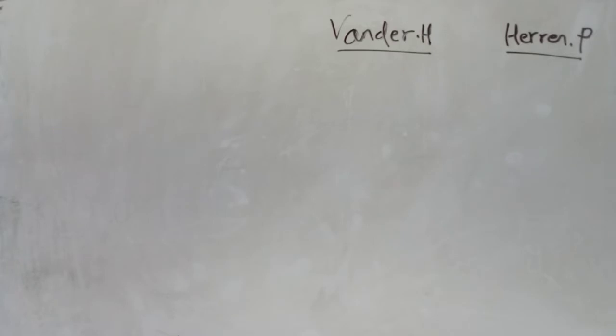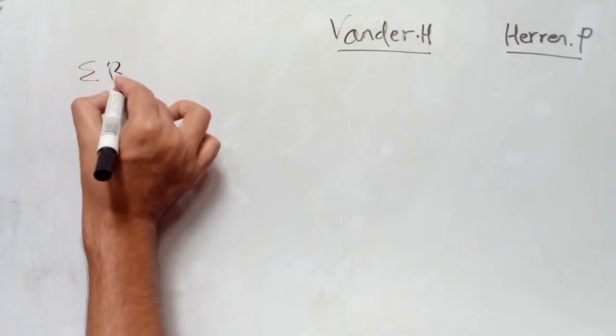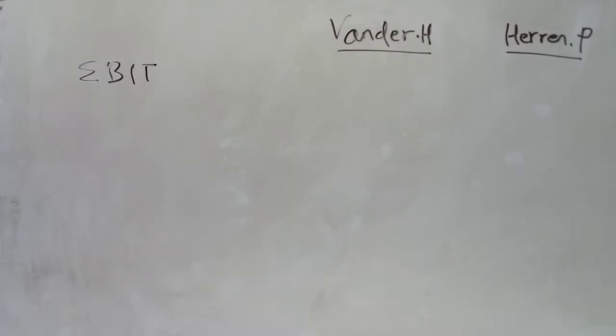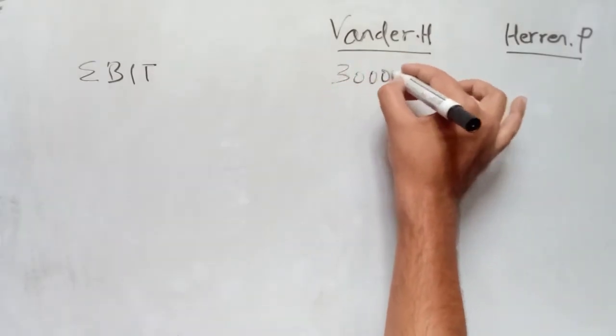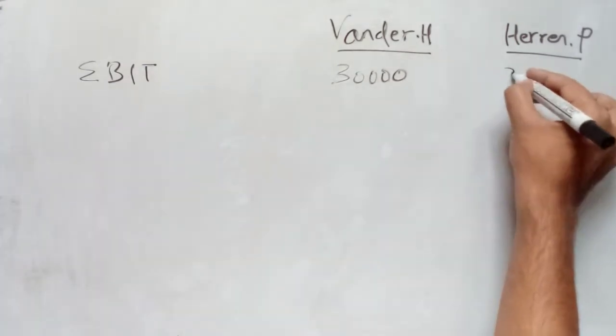In the given question, there are two firms given, Vanderheiden Press and Herrenhouse. So we need to calculate return on equity for each firm. Let's start with the given. Let's start with EBIT. EBIT for Vanderheiden is 30,000. For Herrenhouse it is also 30,000.